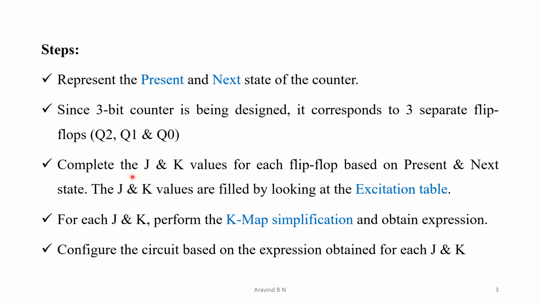Then complete the J and K values for each flip-flop based on the present and the next state. The J and K values are filled by looking at the excitation table. Then for each J and K, perform the K-map simplification and obtain the expression. Then configure the circuit based on the expression obtained for each J and K. Now let us go through each of these steps in detail.